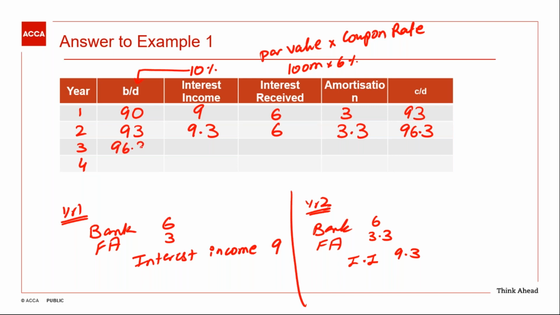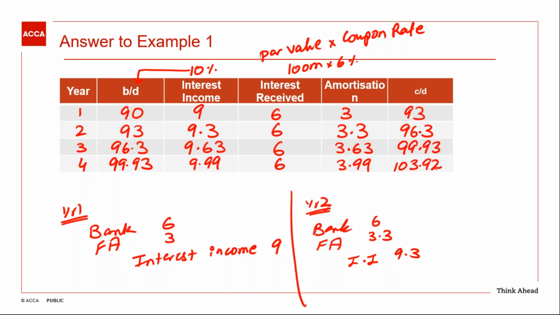In the third year, my brought down is 96.3 and 10% of that is going to be 9.63. Again, we received 6, so 3.63 is the amortization and 99.93 is the carried down in the third year. And finally, in the last year, 99.93 into 10% is going to be 9.99. We have received an interest of 6, so 3.99 is the amortization, and 103.92 is going to be my carried down.